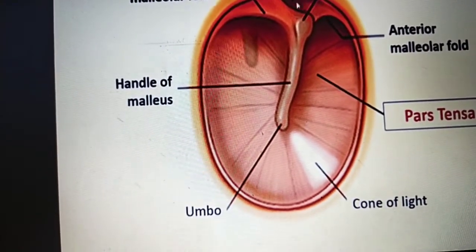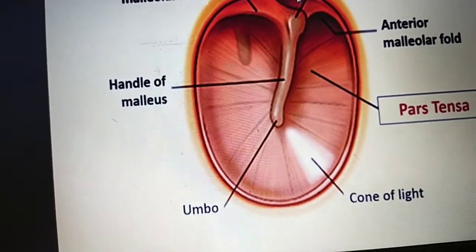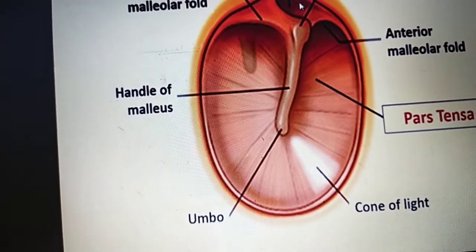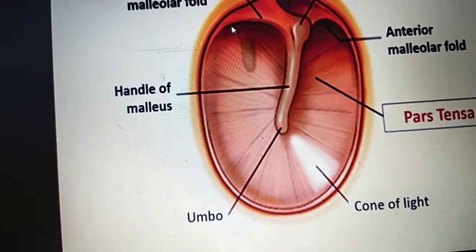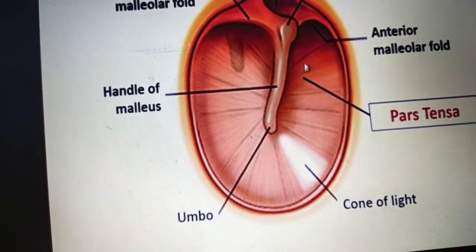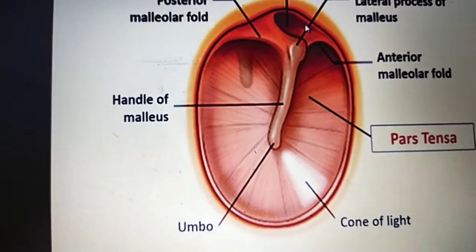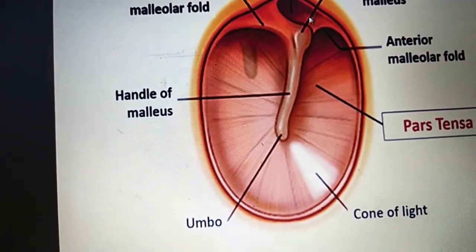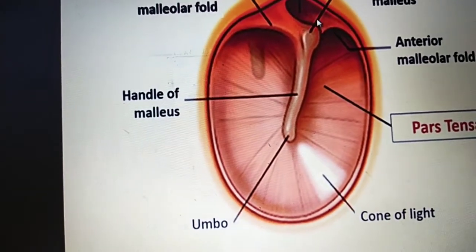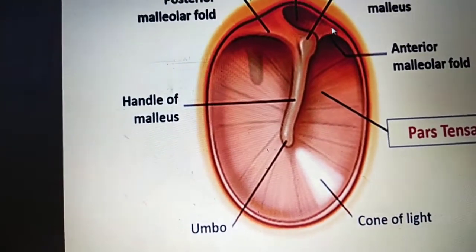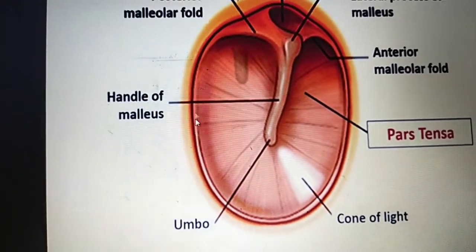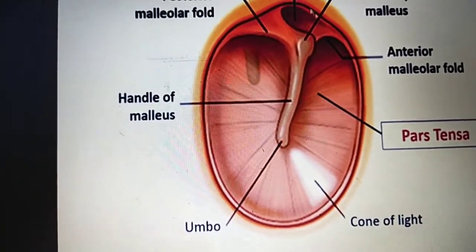This is the pars flaccida. It is a small triangular portion of the tympanic membrane, or eardrum. It lies above the malleolar folds, the anterior and posterior malleolar folds, superior to the tympanic membrane, and is attached directly to the petrous bone at the notch of Rivinus.